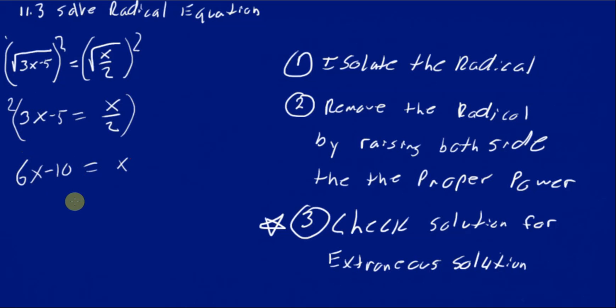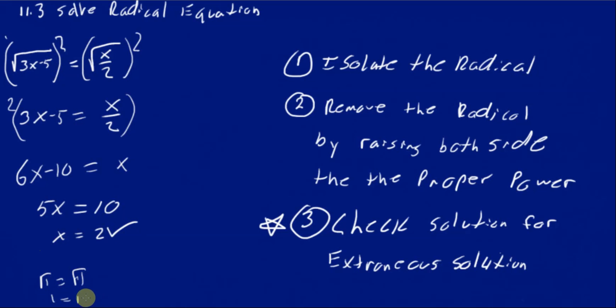So I'm going to solve this for x. I'm going to subtract an x from both sides. This gives me 5x. And add the 10 over to the right side. And x is equal to 2. Well, let's check that. If I put a 2 in the left-hand side, 3 times 2 is 6. 6 minus 5 is 1. So I get the square root of 1 equals 2 divided by 2, which is the square root of 1. So 1 equals 1. And yes, it checks.